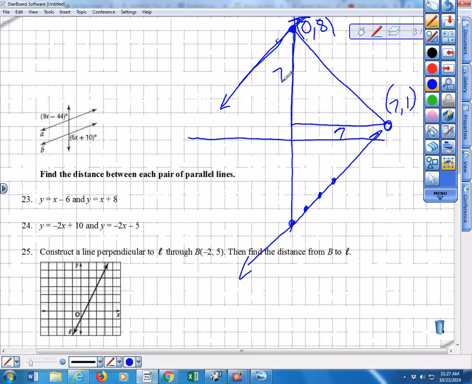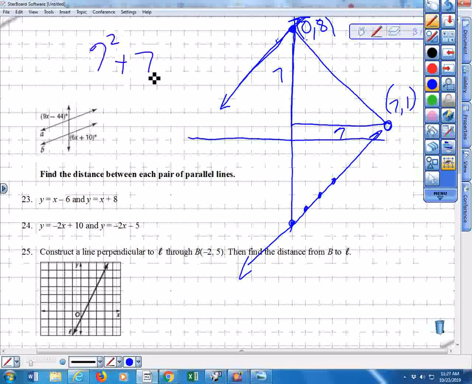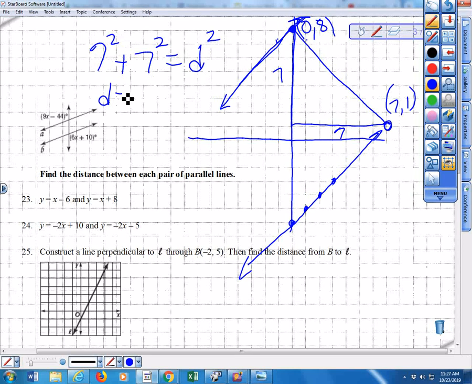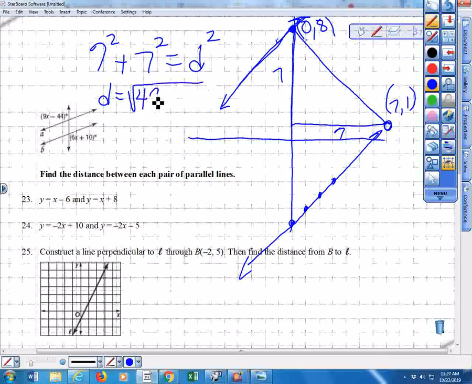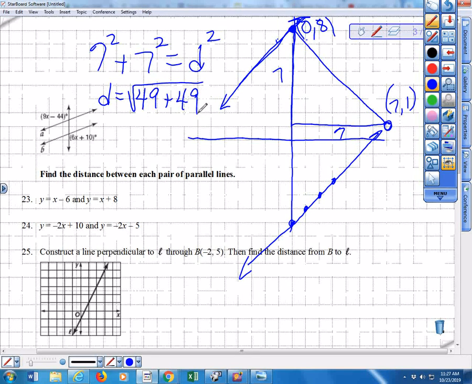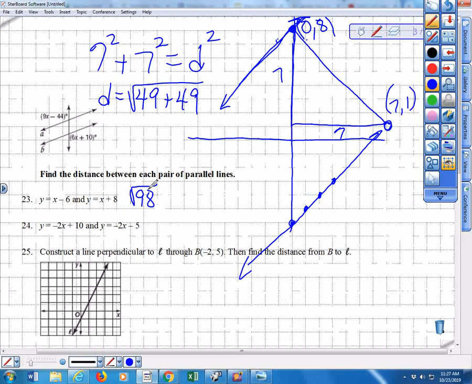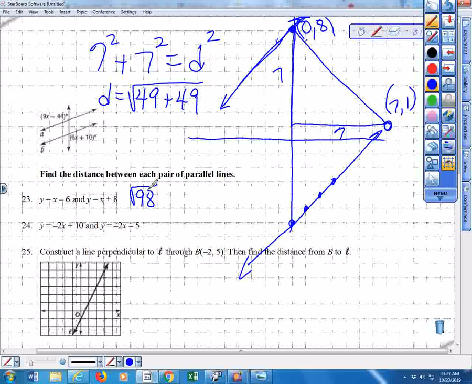Because I know that 7 squared plus 7 squared is equal to the distance squared. So the distance is the square root of, so the answer is the square root of 98. I'd prefer you just leave it like that. You don't have to calculate it and write it to the 10th or anything. Just leave it. That's fine.